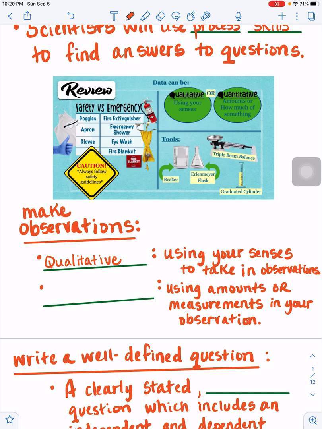And the next one, using amounts or measurements in your observations. So this would be collecting data with numbers. So this is your quantitative. Again, it's up here in the infographic for help with spelling, but I'll also spell it for you. Quantitative. So it's a quantity.